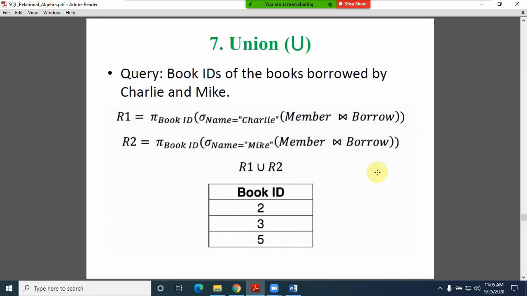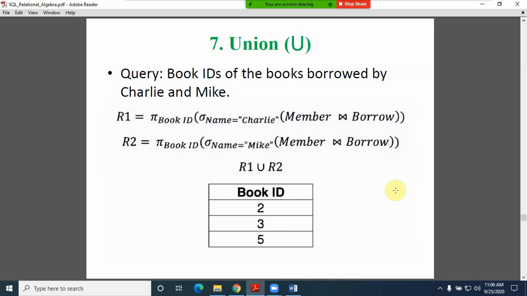First, the R1 result set. What is the use of pi, friends? We are taking the projection of book id, and the selection of the name Charlie from member and borrow. So I want the books borrowed by Charlie and Mike. Similarly, the second result set is R2, where we apply pi book id, selection name equal to Mike, from member and borrow. So what exactly does R1 union R2 give? It gives 2 3 5, friends.